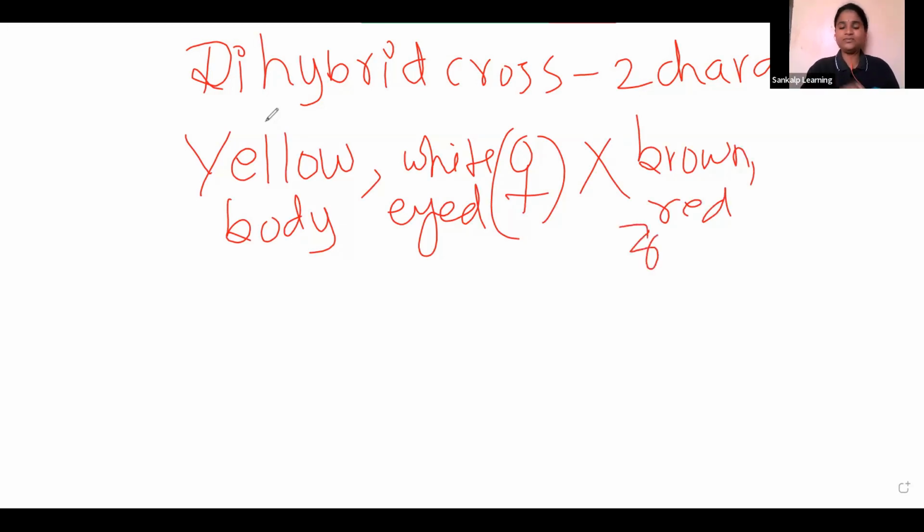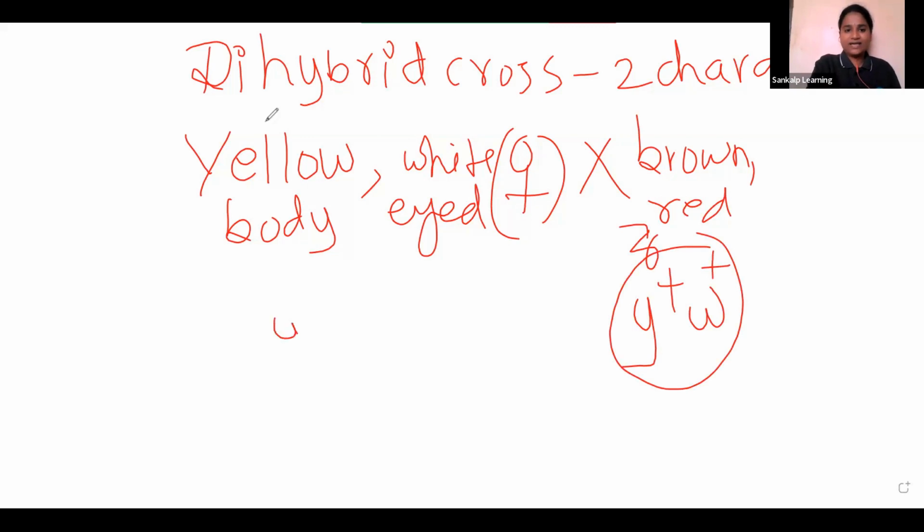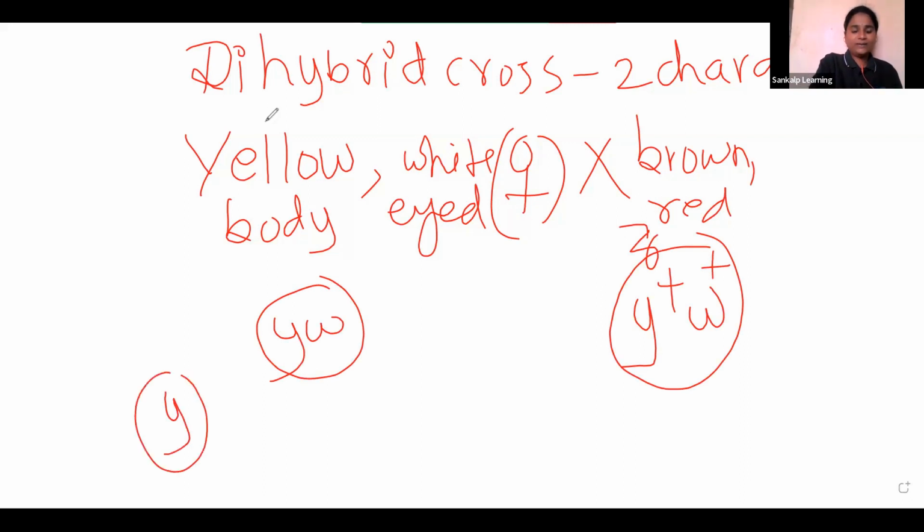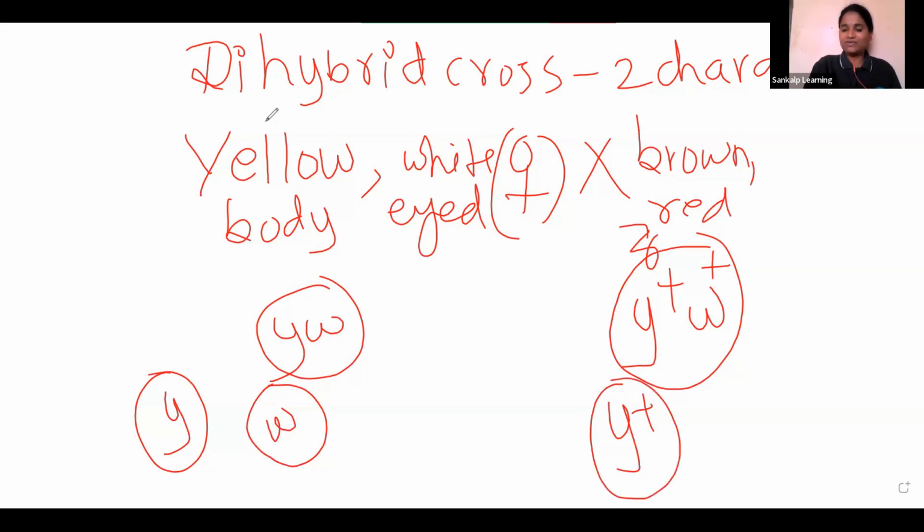So this is the male one. Out of which, this is a dominant type, or a wild type. Brown body and red eyed, that is the dominant type. So let us consider it as YW, and the male as Y plus W plus. The genotype as YW and this as Y plus W plus. So during the gamete formation we will get Y and W here, and here we will get Y plus and W plus. Please cross it and let me know.